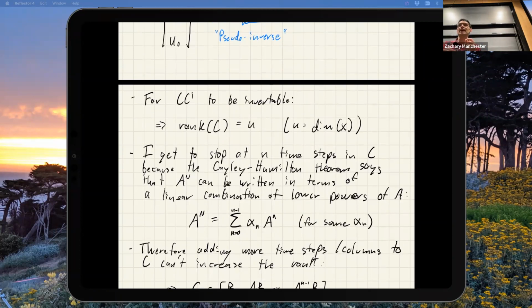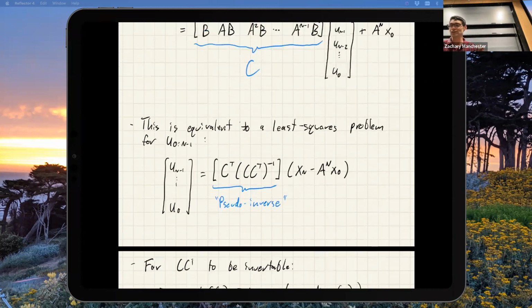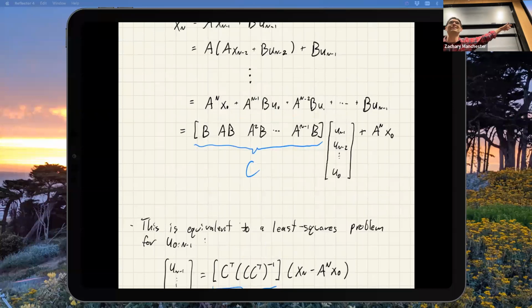Basically, in the time invariant case, I can look at just little n time steps. In the time varying case, I have to look at the entire trajectory. Does that make sense? Because I don't have this nice limiting property.